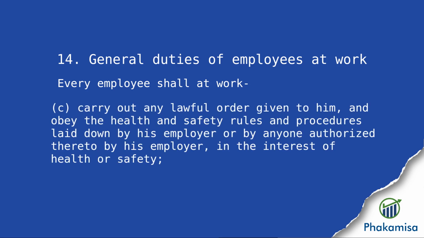The next section, which is section C, carries on about following orders and making sure things are done correctly. Now, one of the big things here is you'll see it says carry out any lawful order given to him and obey the health and safety rules and procedures laid down by his employer or by anyone authorized thereto by his employer in the interests of health and safety. This is quite an important one because often employees are asked to do things that are not legal or do not comply with the health and safety regulations. And at the end of the day, the employee can be held liable if anything goes wrong. So it stipulates any lawful order. The employee is quite within their rights not to follow instructions if they are not lawful.